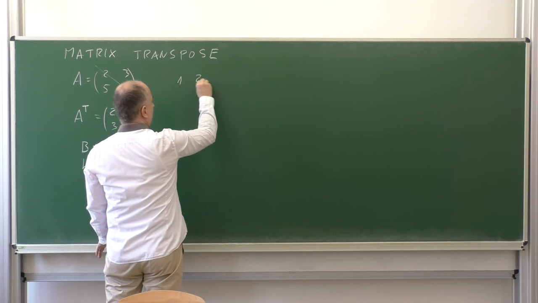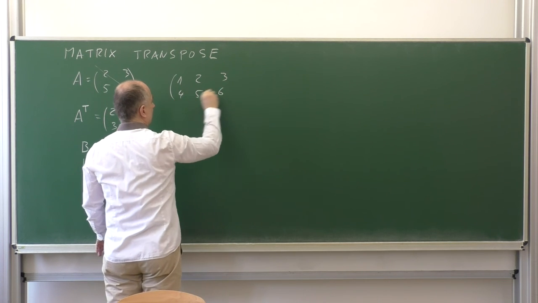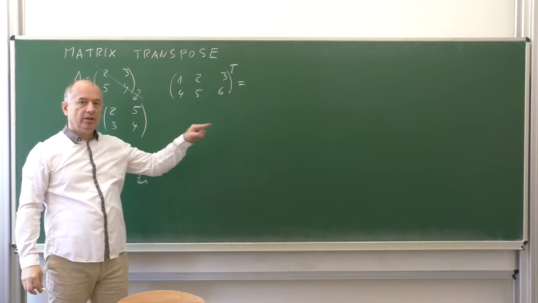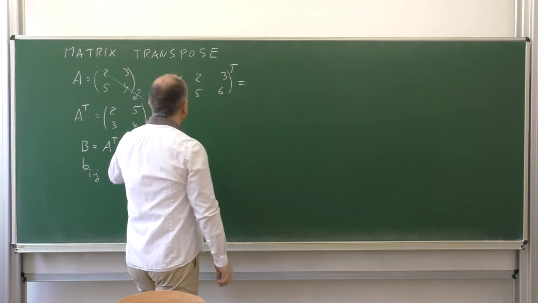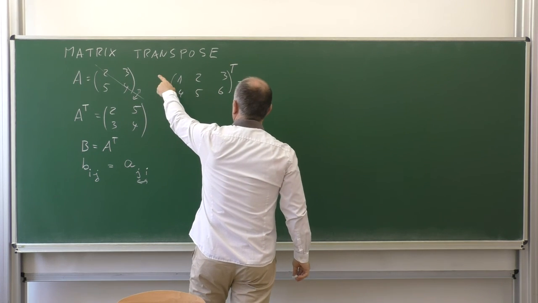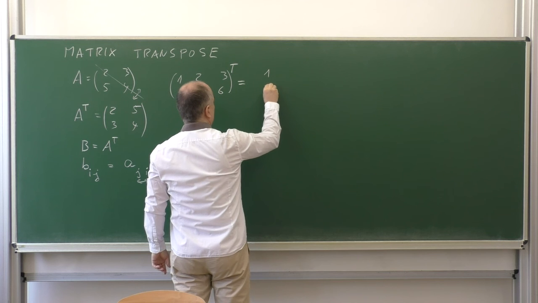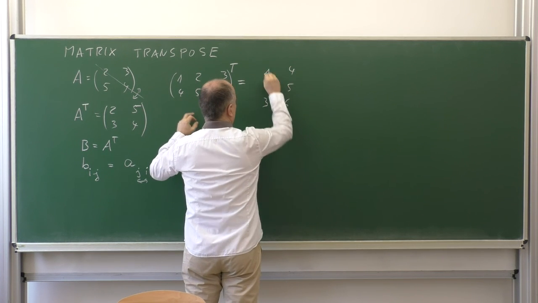If we have the matrix, say 1, 2, 3, 4, 5, 6, then the transpose of this 2 by 3 matrix will be a 3 by 2 matrix. And you can imagine we read a row and we write a column. 1, 2, 3, 4, 5, 6.